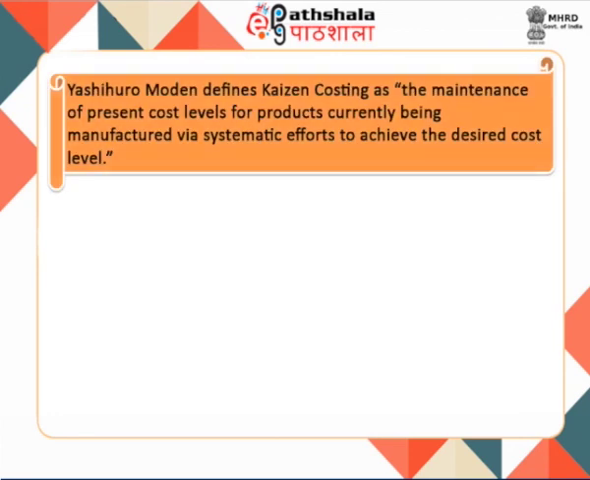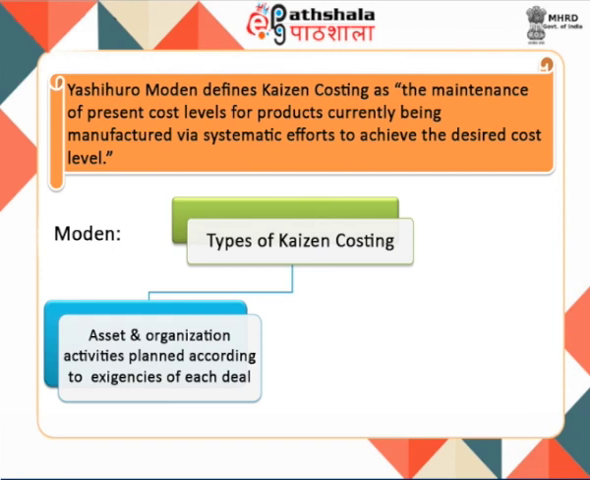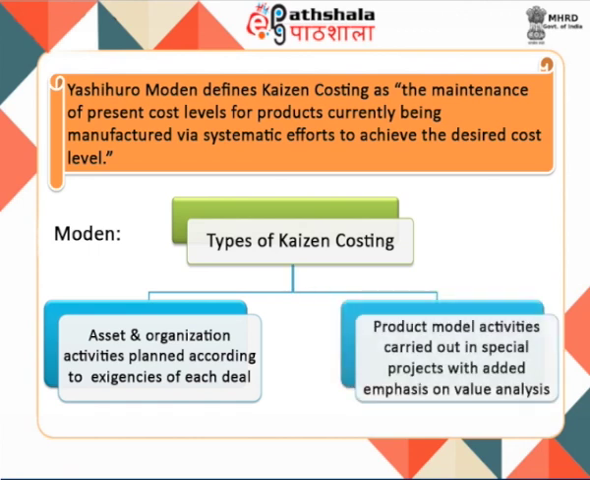Yoshihiro Monden defines Kaizen costing as the maintenance of present cost levels for products currently being manufactured via systematic efforts to achieve the desired cost level. Monden has described two types of Kaizen costing: asset and organization specific Kaizen costing activities planned according to the exigencies of each deal; and product model specific costing activities carried out in special projects with added emphasis on value analysis.